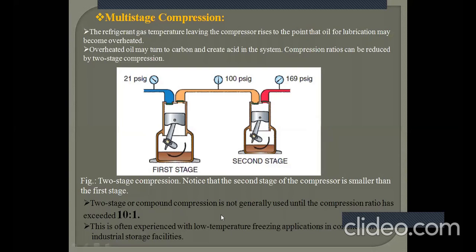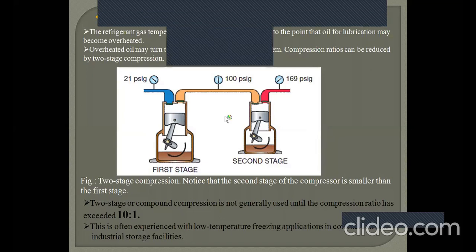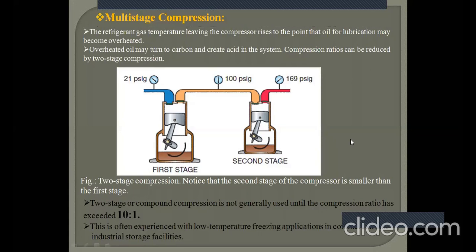So two-stage compound compression is generally done when the compression ratio exceeds 10 to 1. Whenever your compression ratio requirement exceeds 10 to 1, then you definitely go for two-stage or multi-stage compression. And this is often experienced with low temperature freezing applications in commercial and industrial storage facilities. So particularly for multi-stage or two-stage compressors, you can observe very low temperature applications where the compression ratio requirement exceeds 10 to 1.